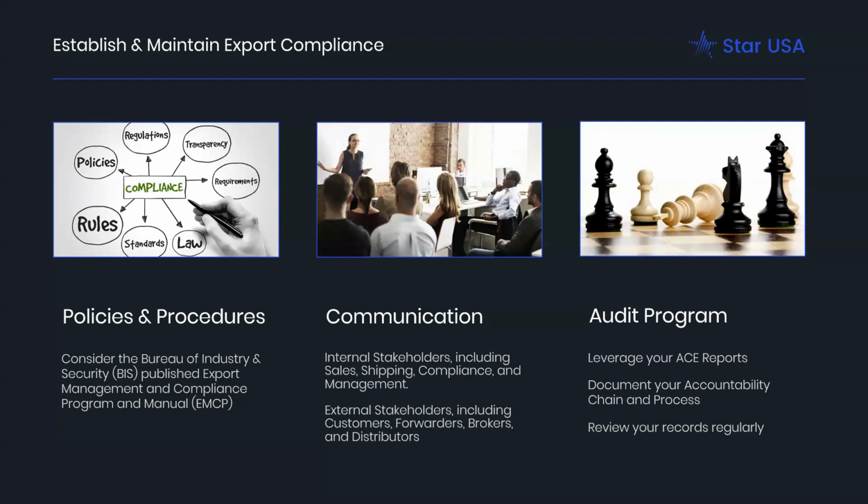And lastly, implement an audit program. So the filings that are performed on your behalf, either by your authorized agent or by the FPPI's agent are obtainable in ACE, the Automated Commercial Environment. So you can actually pull reports on what export transactions and activity have occurred under your USPPI record. You should be documenting your accountability chain and processes so that everything goes to the proper system of checks and balances, and you should review your records regularly, maintaining your records for at least 5 years.